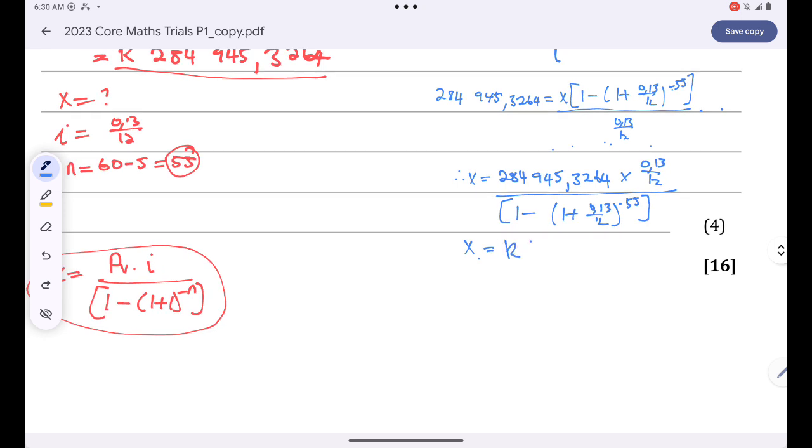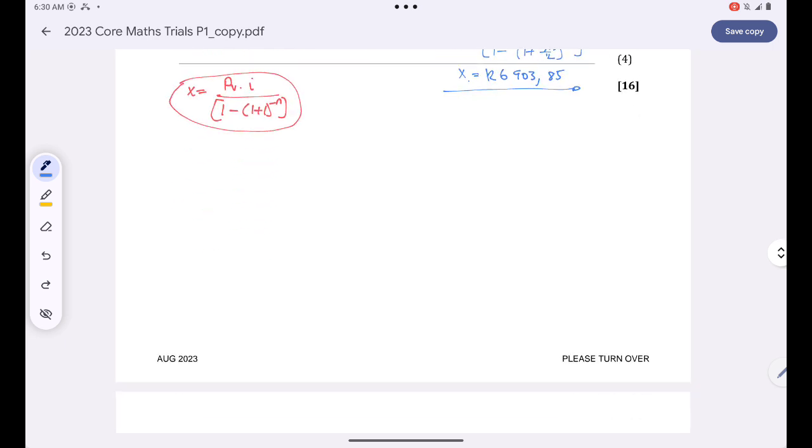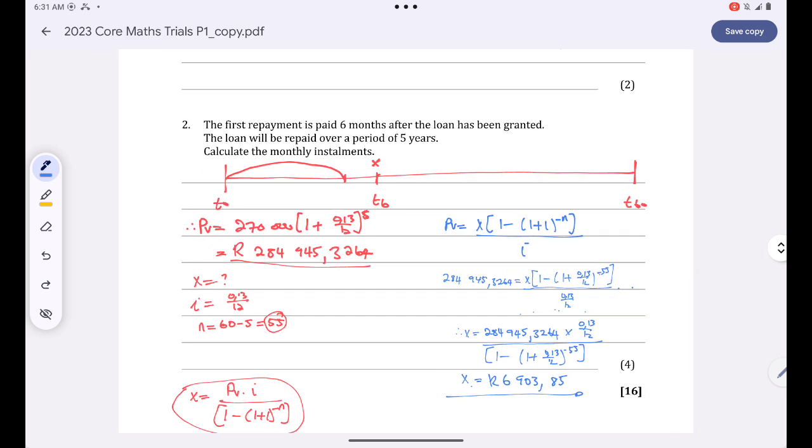just equal to 6,903 rands 85 cents. This is the amount of money that Thandeka will be paying at the end of each month. So that's how, guys, we're supposed to tackle this question over there.